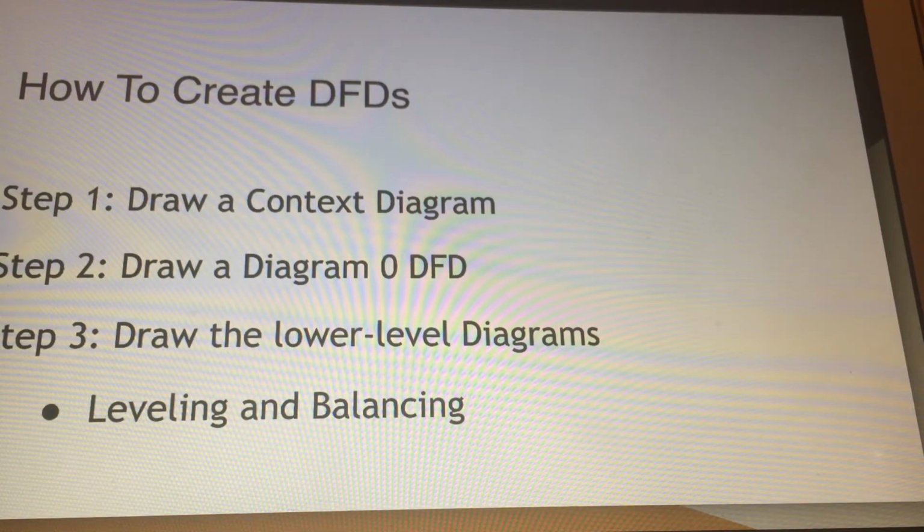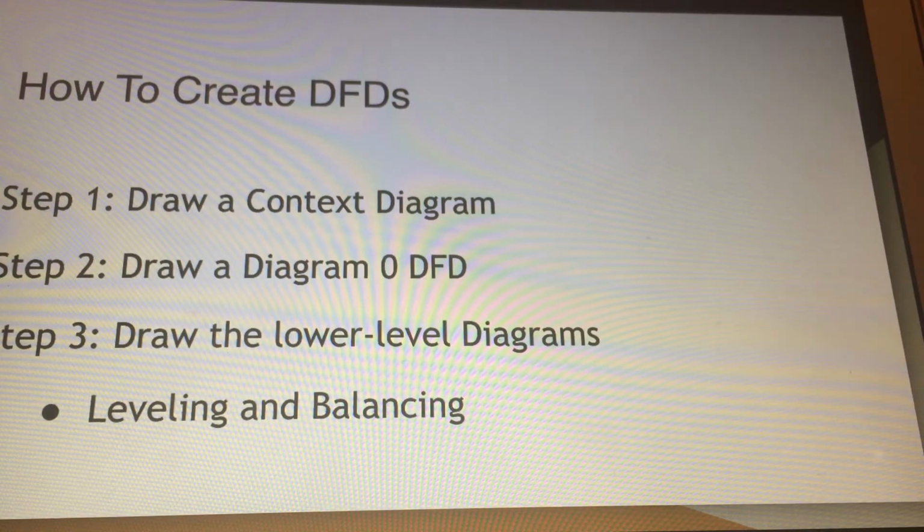Step 3, you're going to draw the lower level diagrams. This set of lower level DFDs is based on the order system. To create lower level diagrams, leveling and balancing techniques must be used. Leveling is the process of drawing a series of increasingly detailed diagrams until all functional primitives are identified. Balancing maintains consistency among a set of DFDs by ensuring that input and output data flows align properly. Leveling and balancing are described in more detail.